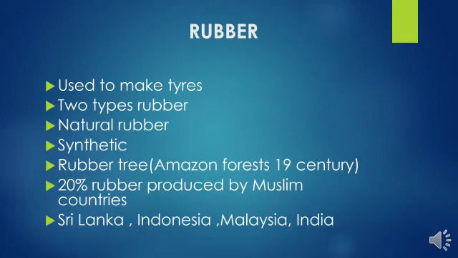Do you know Muslim countries now produce about 20% of the world's rubber, and almost all of it is natural rubber from trees. Main countries producing rubber in the Muslim world are Malaysia, Sri Lanka, India, and Indonesia.